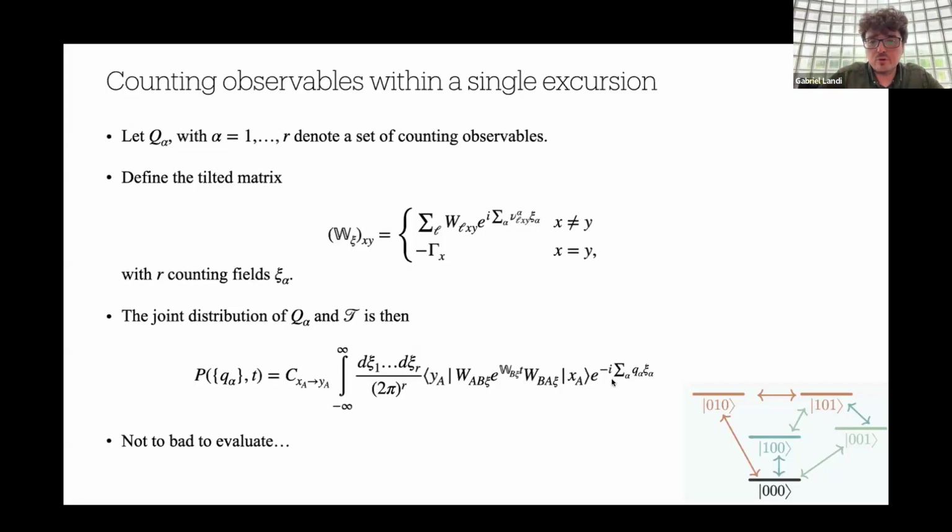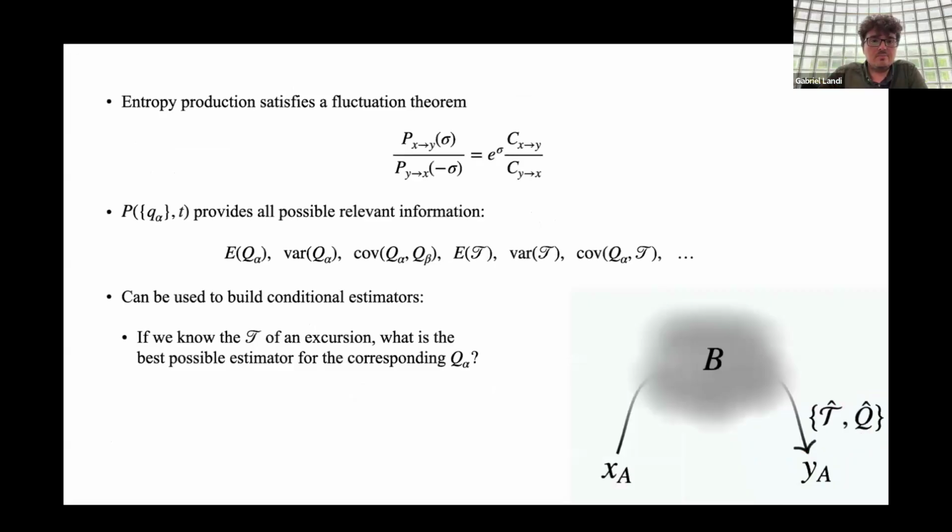And then you have to just do the Fourier transform of this, right? And so this is the general formula for the joint probability of counting observables and time in a single excursion. It looks a little bit ugly, but it's actually not too bad to evaluate. So if you have a look at our paper, you'll see we have developed several techniques for being more practical and for evaluating this quantity in practice.